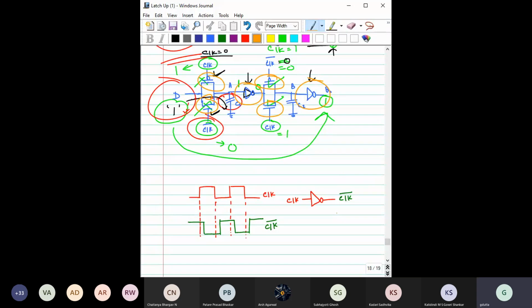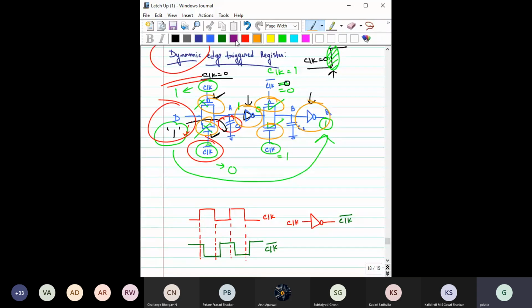However, there are some issues associated with this dynamic edge triggered register. For example, you need clock and also clock bar. So how do you get clock bar? Basically, you take clock and use an inverter to get clock bar. So obviously these two would not be synchronized. There would be some delay between this clock and clock bar.